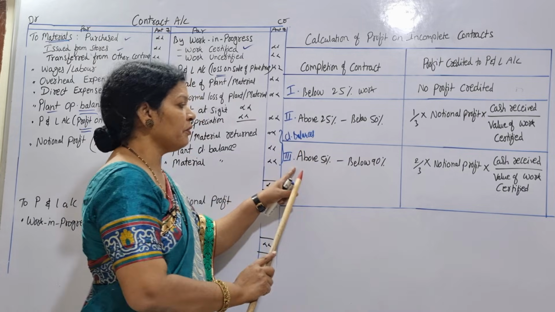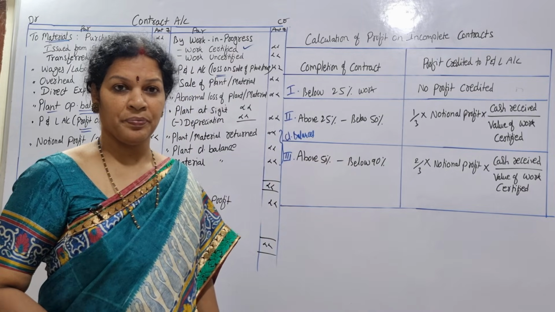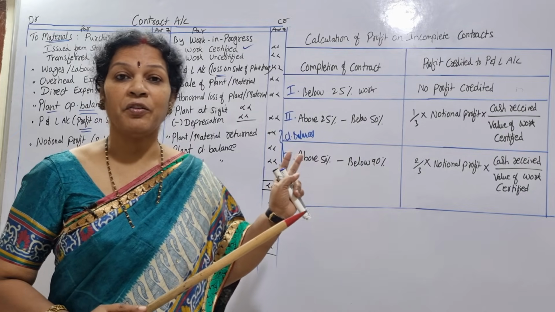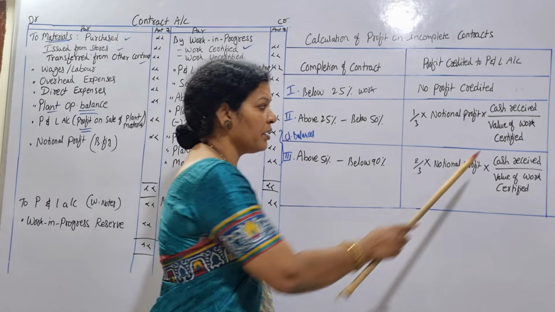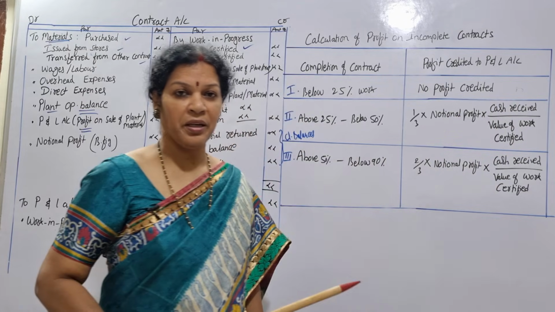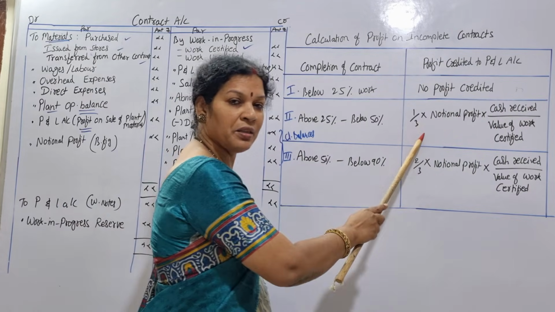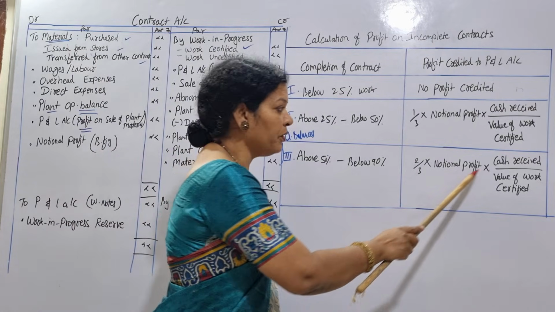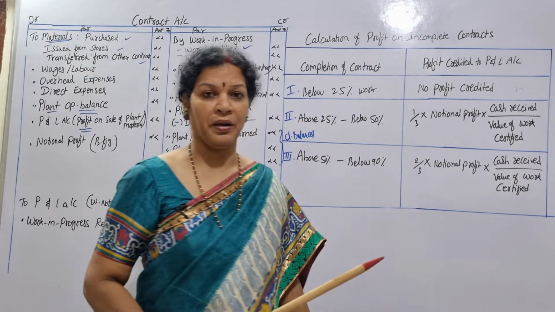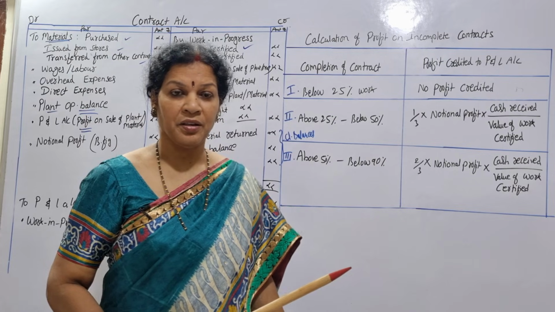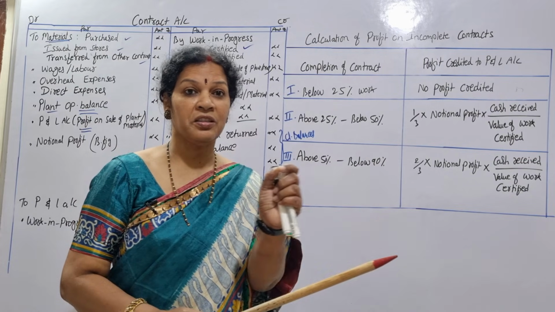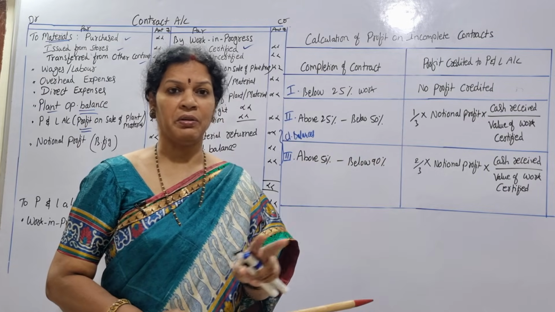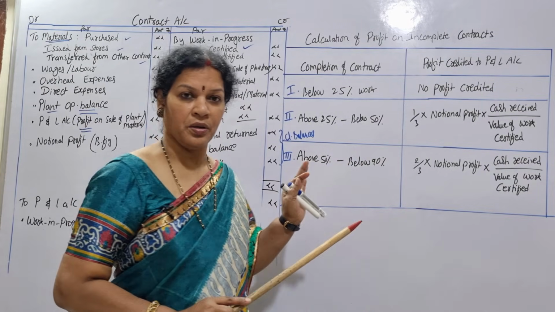If it is more than 50% up to 90%, in between, if the work is completed, then the formula is 2/3. The rest of everything is the same. Here we said 1/3, now we say 2/3: 2/3 into notional profit into cash received by value of work certified. Am I clear? And above 90% it depends on the contractor and contractee, and the calculations will be different. Generally we won't get them, so that is why I have taken it up to here only.